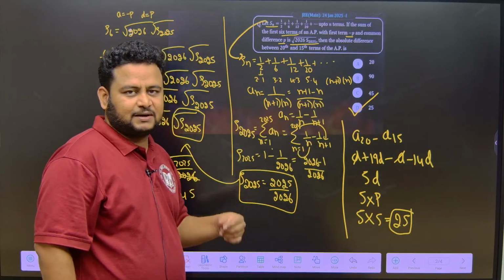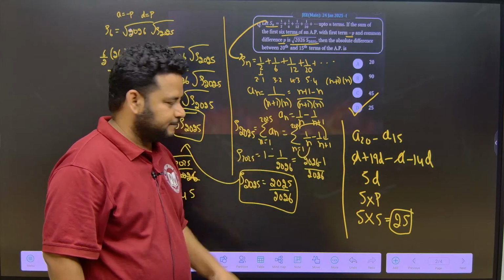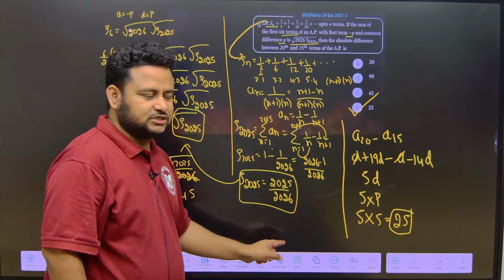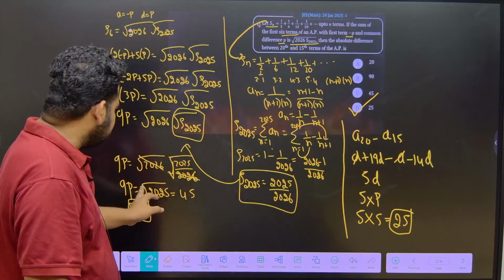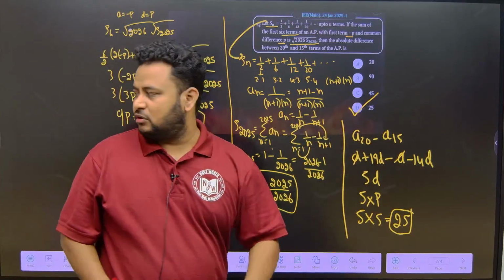So n is smaller compared to n plus 1. So the smaller value 1 I will put it here, the greater value 2025 I will put it here. On doing this I will get S2025 as 2025 by 2026. So I put this value here. Then I will get p is equal to 5. Then it's simple: A20 minus A15. You know how to find it.